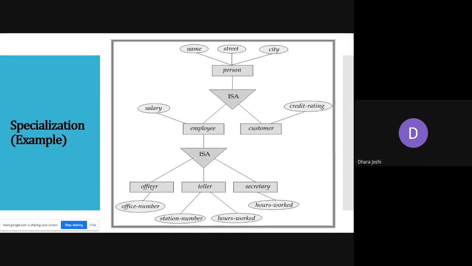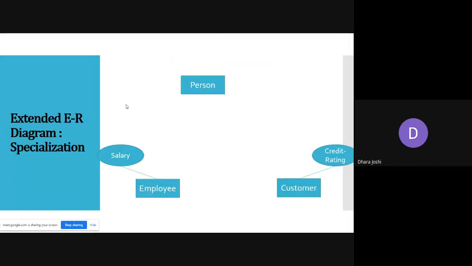So if officer is an entity, how many attributes can officer have? Officer can have office number. Now it is connected to, or inherits the attributes from, its parent. So officer can have salary, and if we go up here, officer is a person, so officer has name, street, and city. So this is called generalization and specialization.